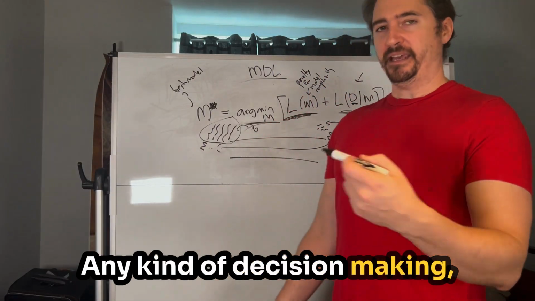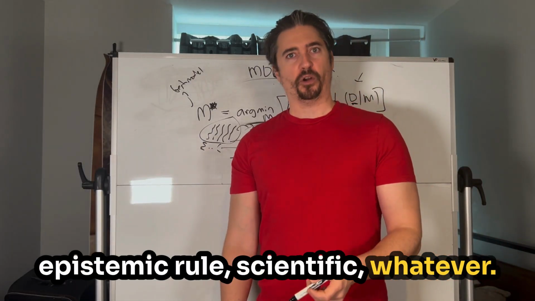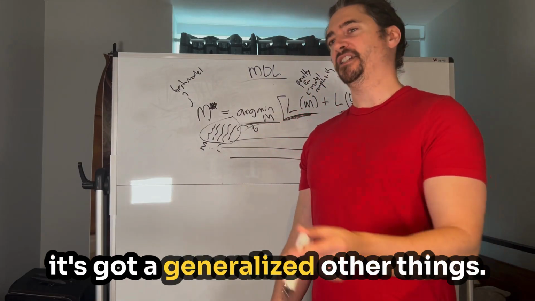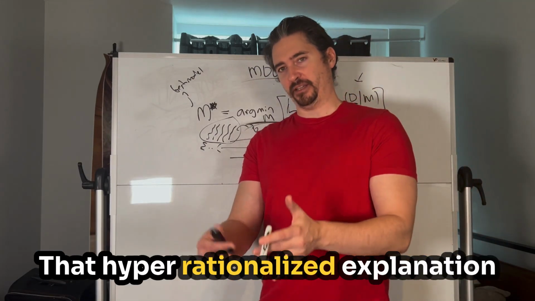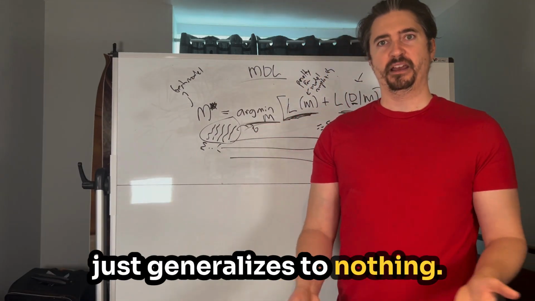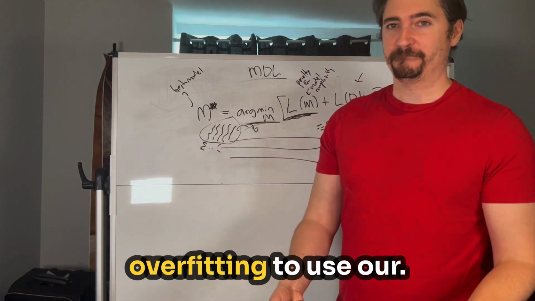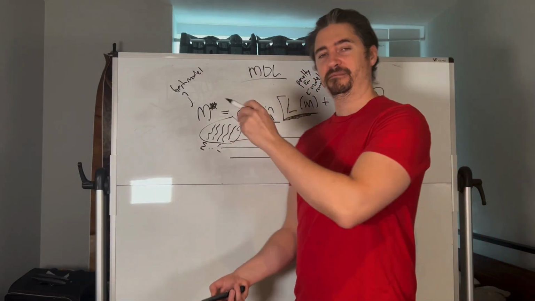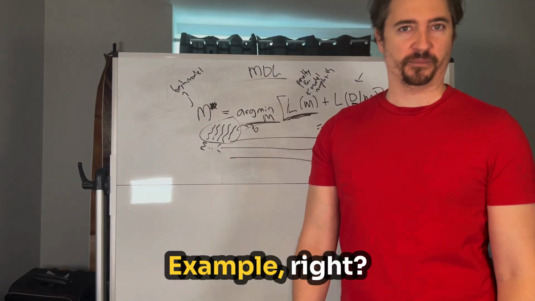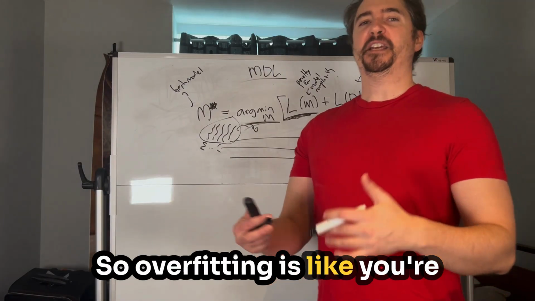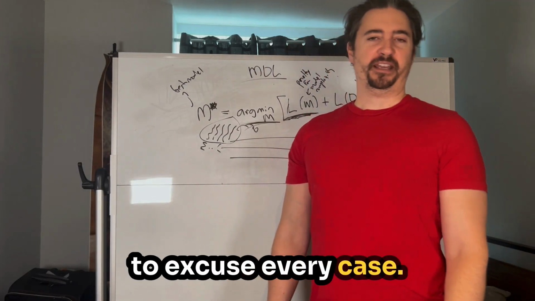Any kind of decision-making, epistemic rule, scientific whatever, it can't just explain something once. It's got to generalize to other things. That hyper-rationalized explanation just generalizes to nothing. It grows without bound, right? So you could call that moral overfitting, to use our two people talking about morality example. So overfitting is like you're inventing structure just to excuse every case.